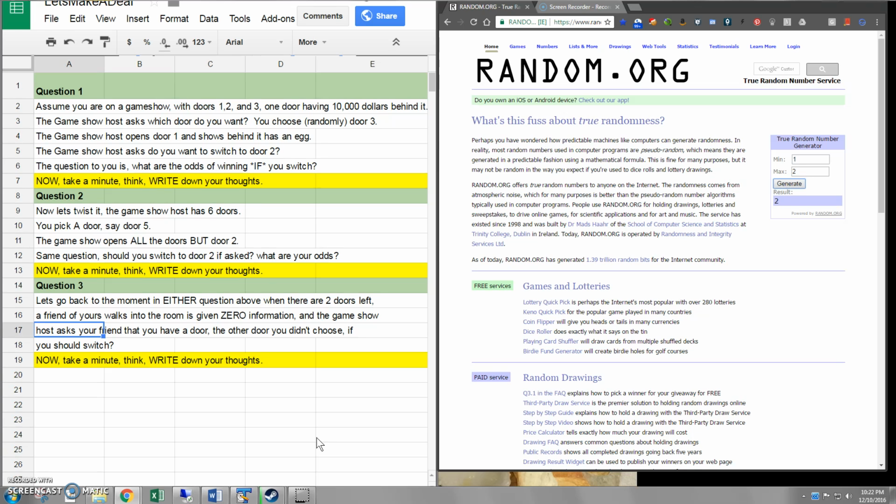Let's assume you're on a game show. There are three doors to choose from. One of the doors has $10,000. The other two have an egg. Your game show host asks you which door you want, and you choose randomly door number 3.